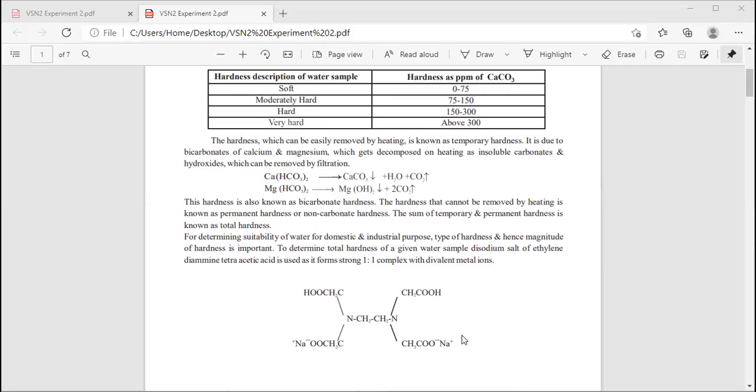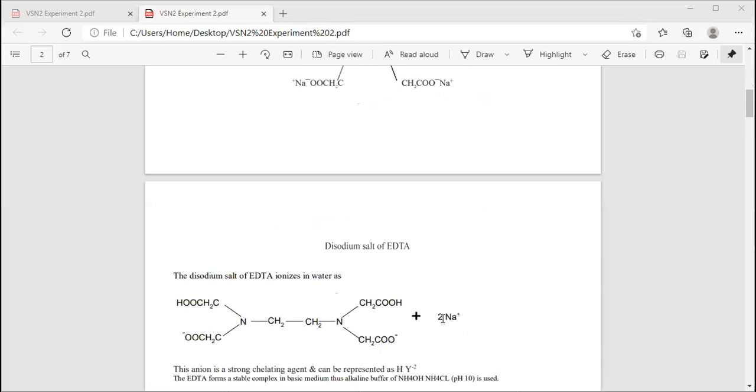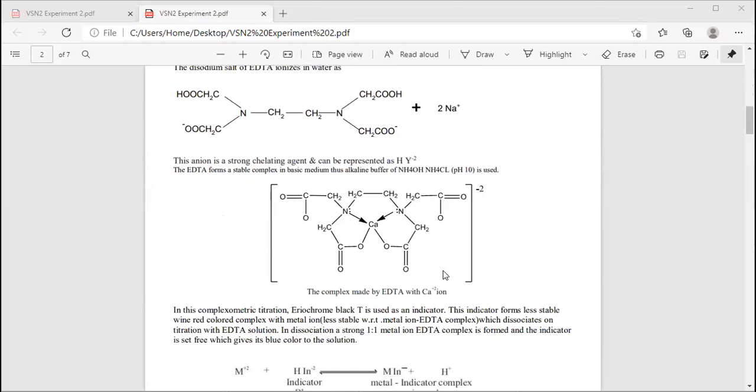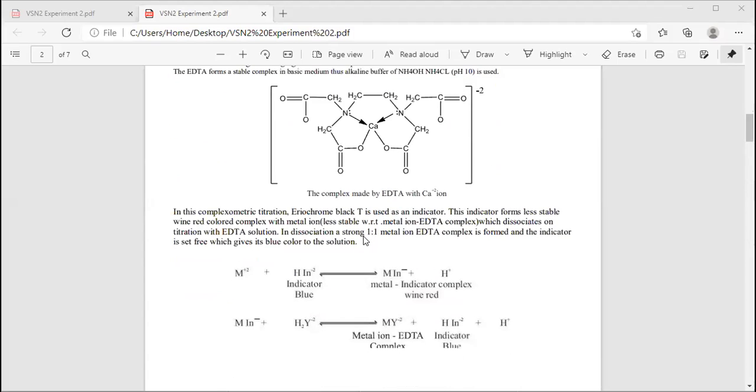I have just shared it, so you prepare the structure of EDTA for your MCQ examination in the theory. That time also I had shown it to you. Now this H is removed and it is replaced by Na, and then your calcium or magnesium, here it is shown the calcium or magnesium, it forms the complex with your EDTA, and it is called metal ion EDTA complexes. This is the structure of metal ion indicator complexes.